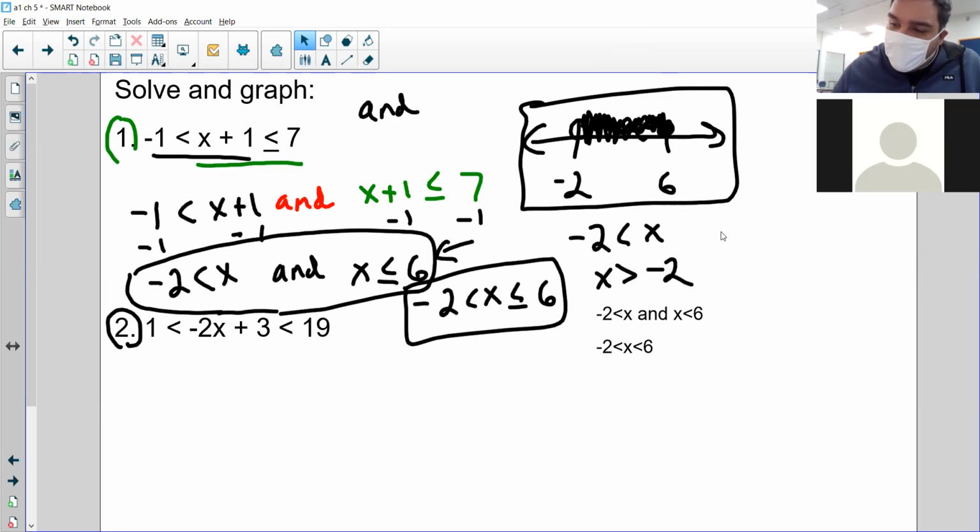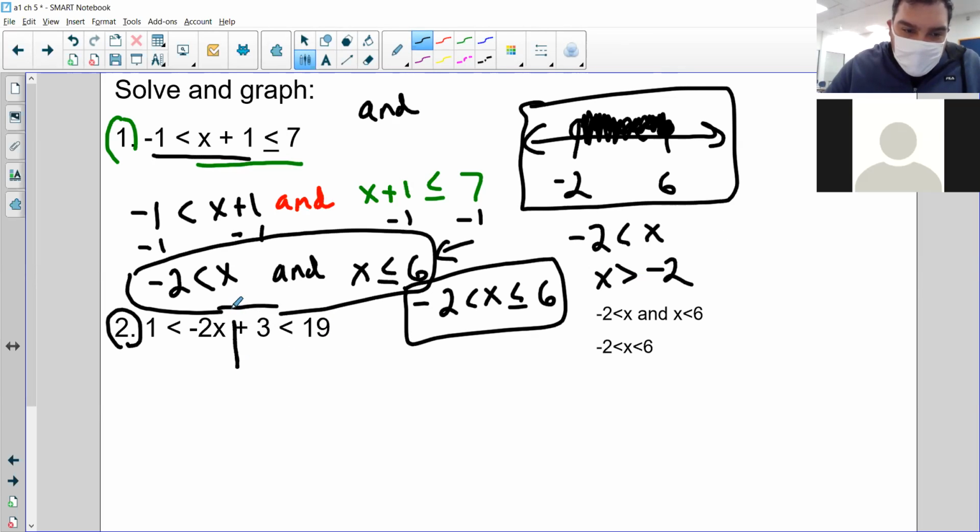Noah, when you rewrite the question, I think what you did is you split it up like that. That's not how you do it. You have to rewrite both of it as 1 is less than -2x plus 3 and -2x plus 3 is less than 19.